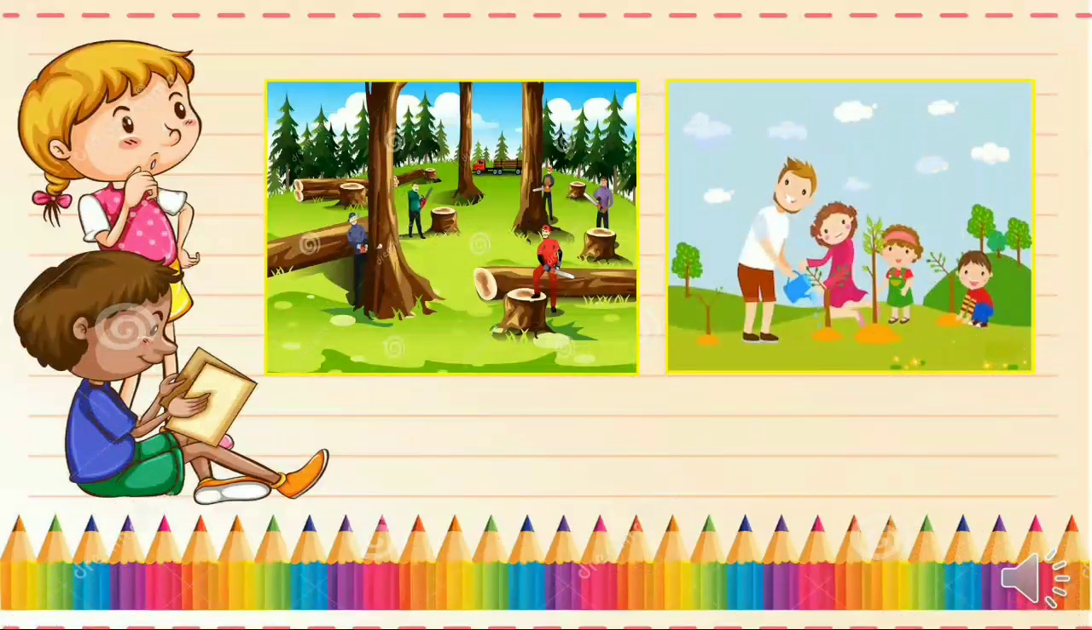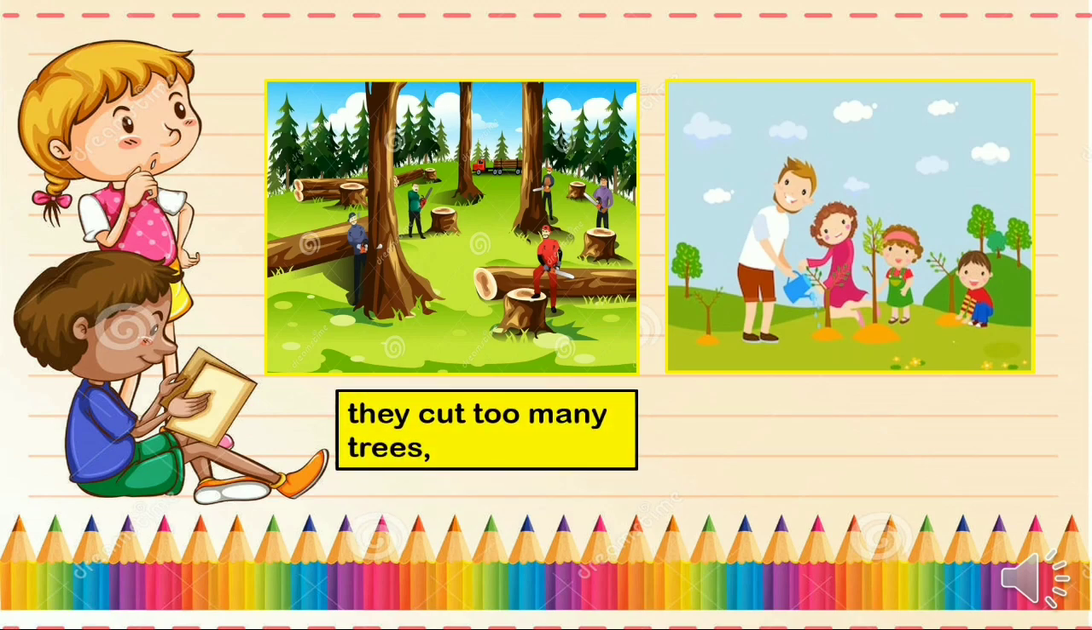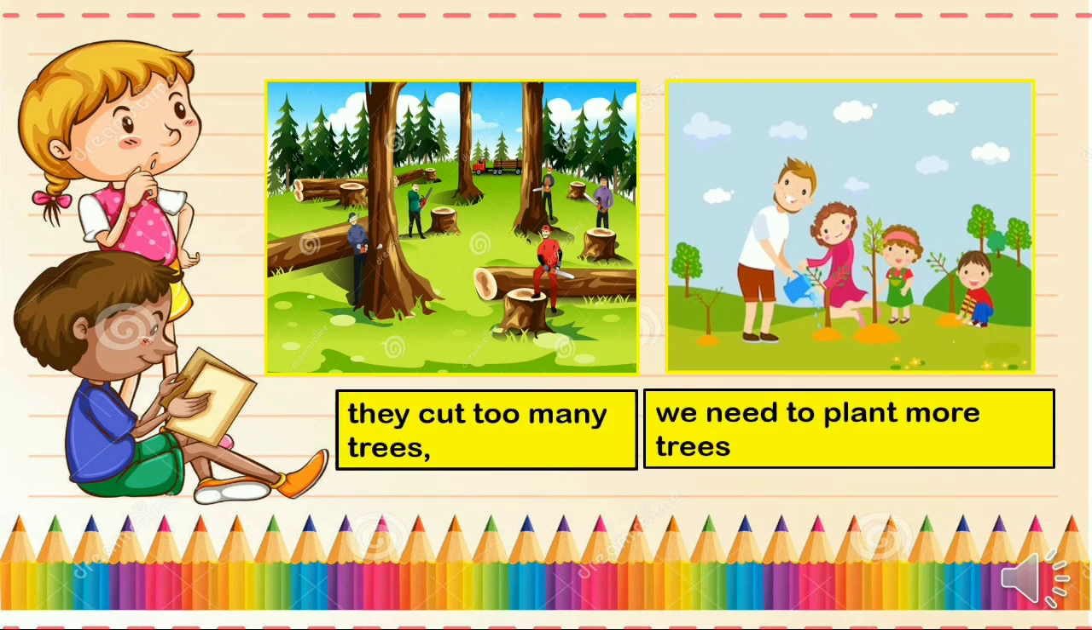Now, to combine the two sentences. They cut too many trees. We need to plant more trees. Now let us read the sentence. Because they cut too many trees, we need to plant more trees.